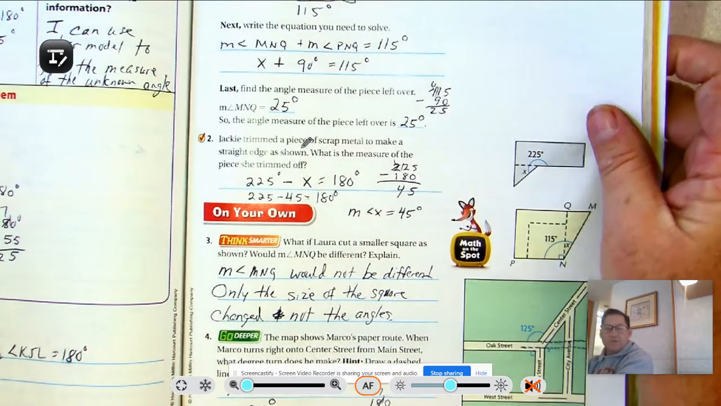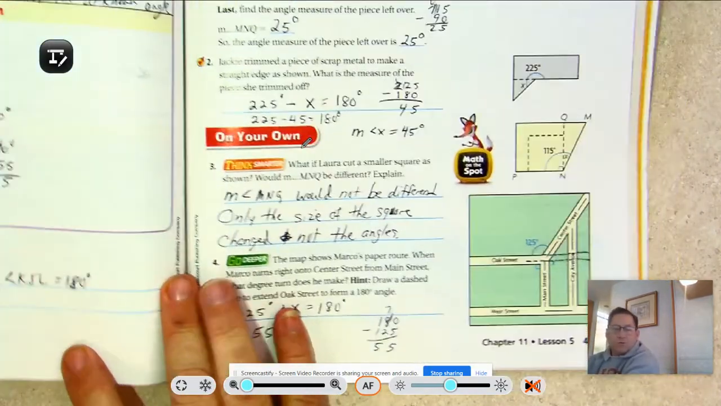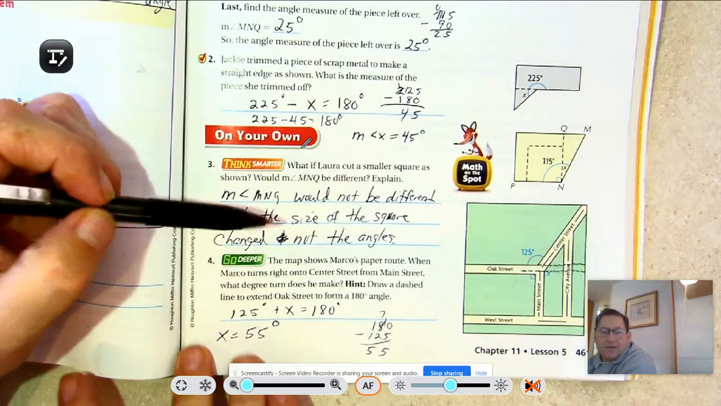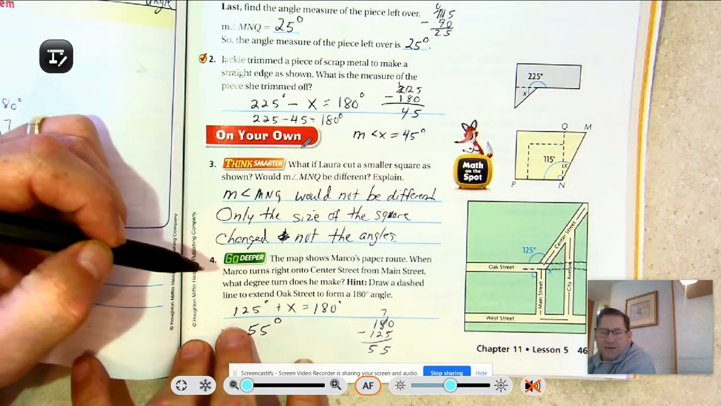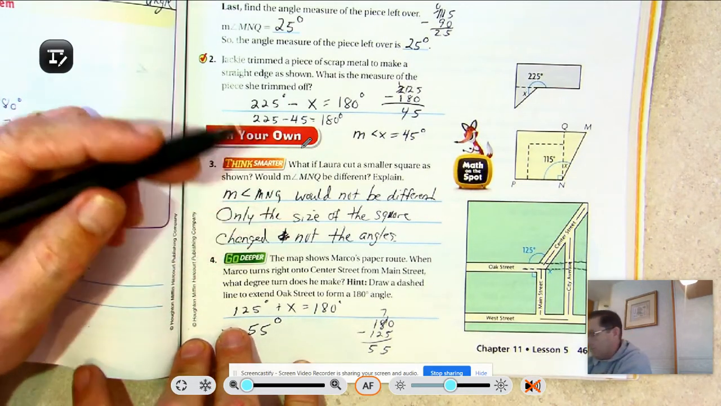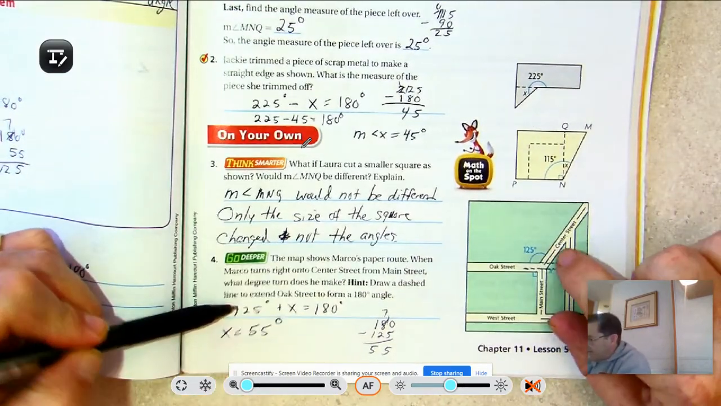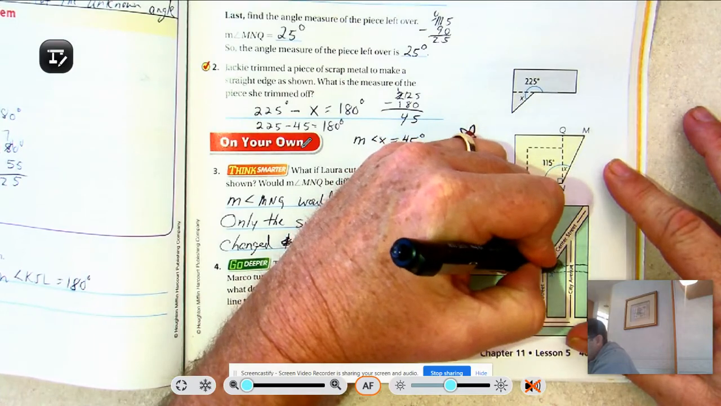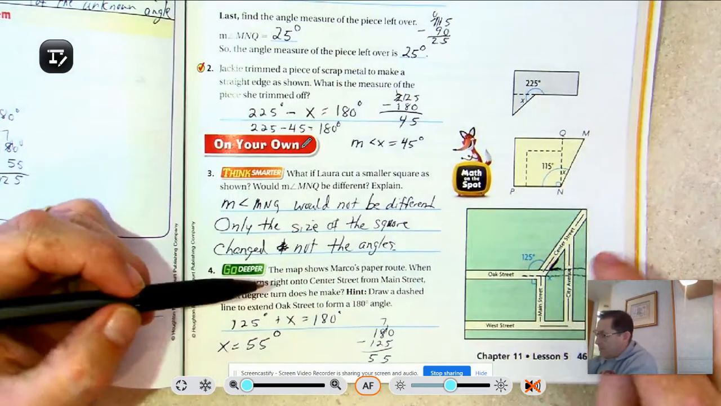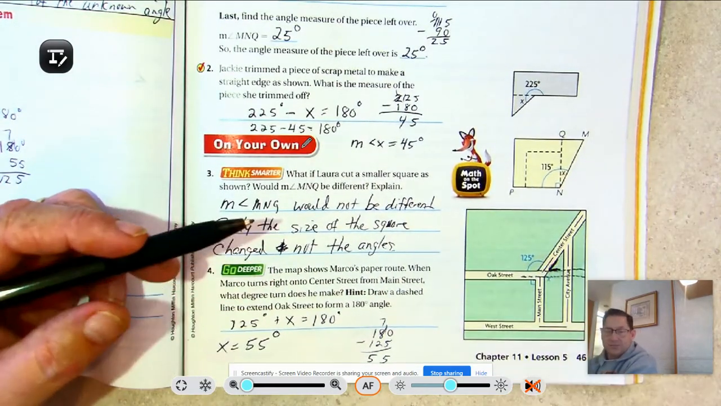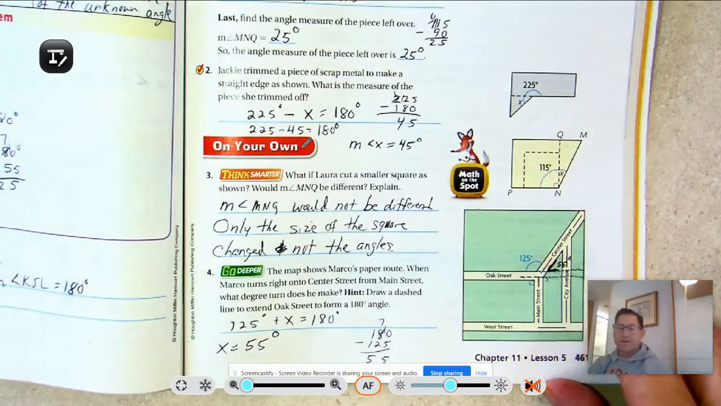Okay, so let's continue with number 4. The map shows Marco's paper route. When Marco turns right onto Center Street from Main Street, what degree turn does he make? And they're saying, hint, draw a dashed line to extend Oak Street to form a 180-degree angle. And so we did that, okay? And to figure out this part of the angle, we can add the 125 plus that to get a straight angle. So this piece right here is 55 degrees.